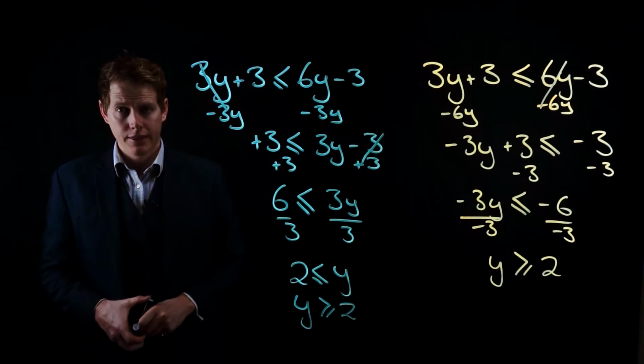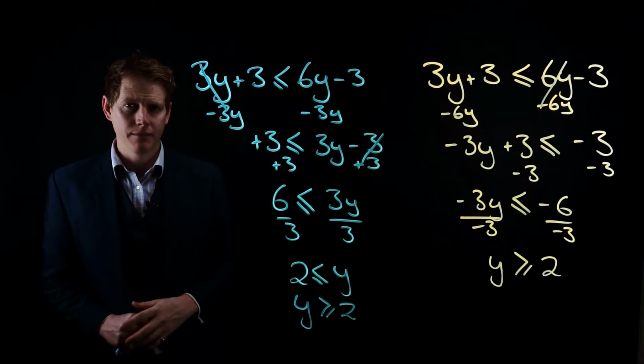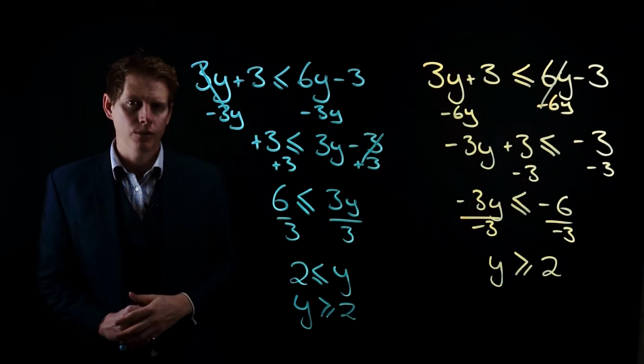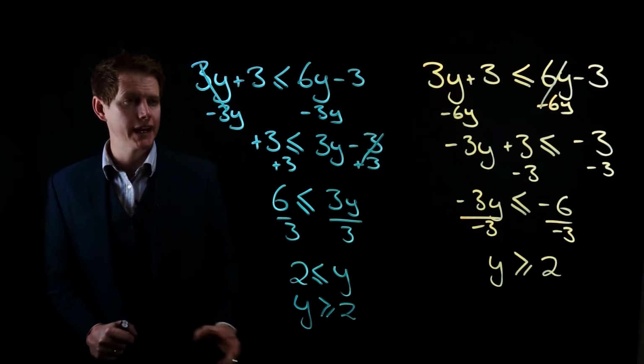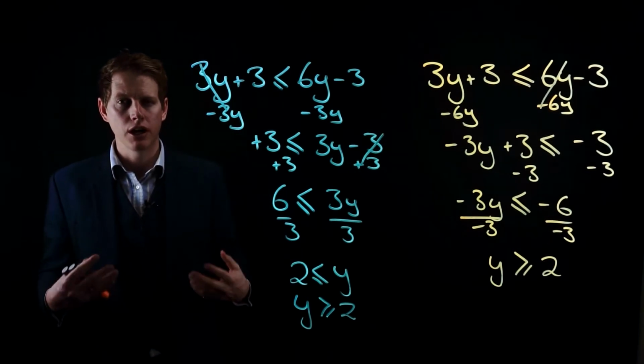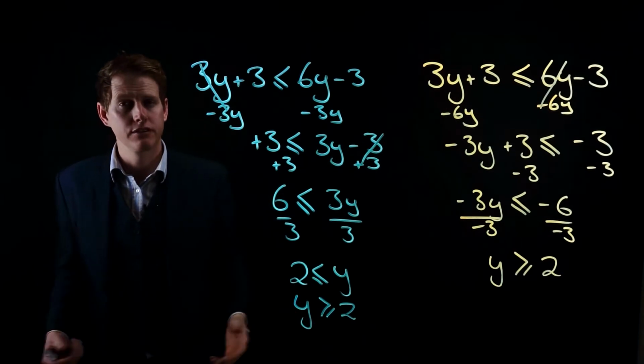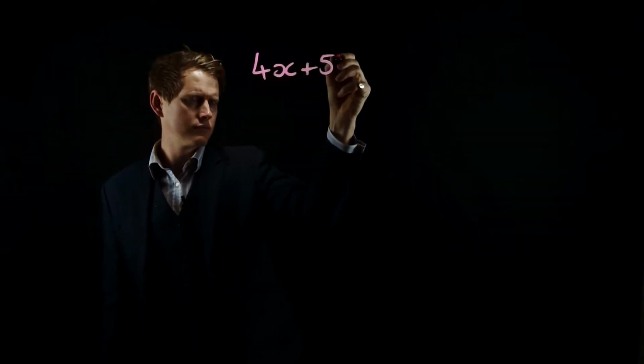So, the most important thing that you need to remember is that when you divide by a negative number, you need to flip the inequality around. You can avoid doing that if you collect the unknowns on the side where there are the most unknowns. That'll ensure that you have a positive value and you won't have to divide by a negative value.